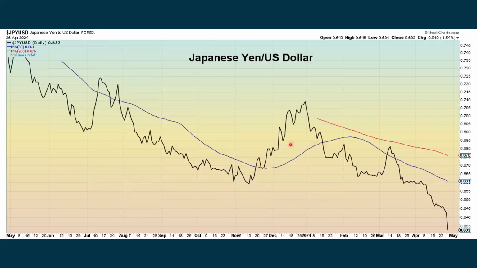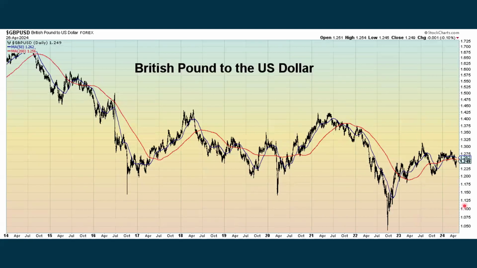And then the Japanese yen, let me back up. The Japanese yen to the US dollar has just been falling apart lately. And the British pound to the US dollar, it's still in an uptrend, but it has been seeing some weakness, but it did bounce up over the last few sessions.